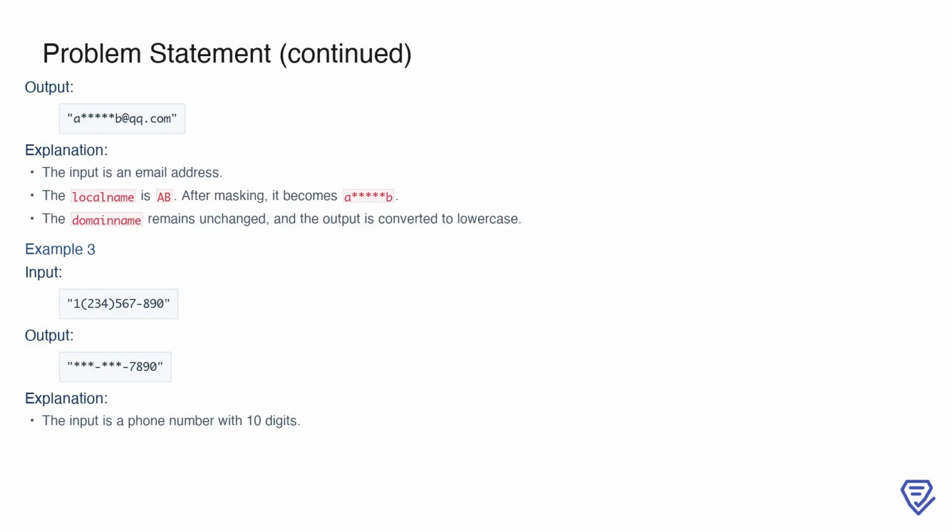In the fourth example, the input is +86 10 1234 5678. This is another phone number, but it includes a country code. After removing the non-digit characters, we get 861012345678. Since the total number of digits is 12, the country code is identified as 86, and the last 4 digits are 5678. The output is formatted as +**-***-***-5678, where the country code is masked, and the rest of the number follows the same masking rules.